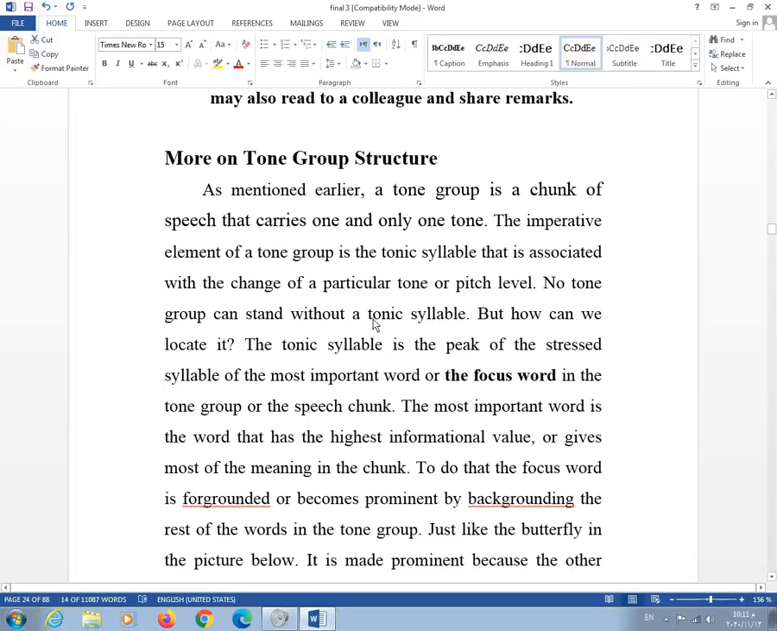We started talking about this last time when we talked about the Prust pyramid and how each chunk is a unit that includes one focus word, and this focus word includes a stressed syllable, which is the tonic syllable, and this tonic syllable includes a peak. This is the hierarchy of the tone structure and the tone group structure in English. Today we're gonna know more about this.